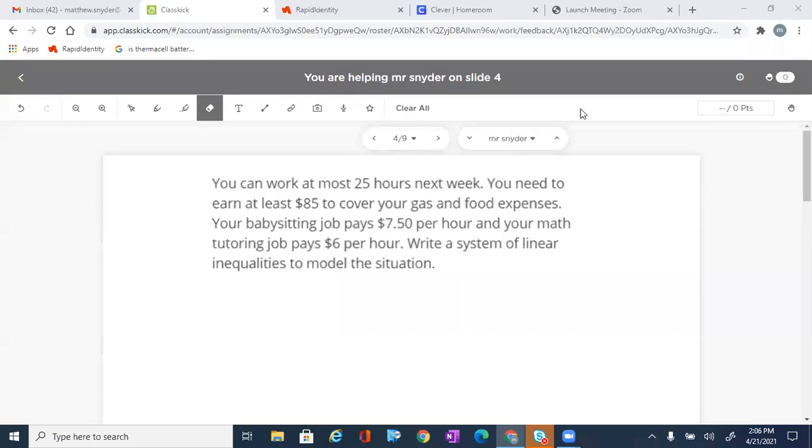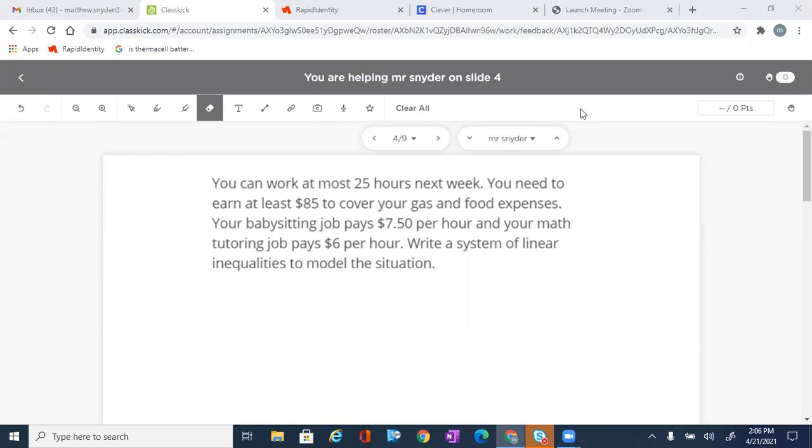All right, guys, we are going to be working with systems of linear inequalities today. When we do so, we're going to be setting up two equations. So, you can work at most 25 hours next week. You need to earn at least $85 to cover your gas and food expenses. Your babysitting job pays $7.50 per hour, and your math tutoring job pays $6 per hour.